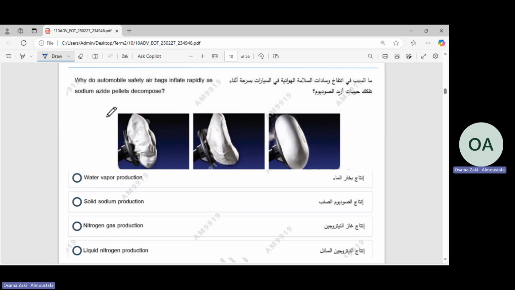Why do automobile safety airbags inflate rapidly as sodium azide pellets decompose? So there's a reaction. The sodium azide will decompose to form a gas. As you see, airbag, so this is what? Nitrogen gas, not solid, not vapor, not liquid, just a gas. Look, there's a gas inside it.